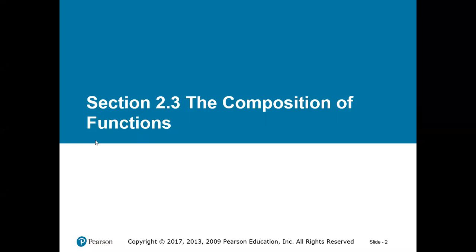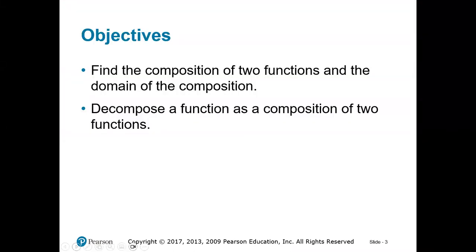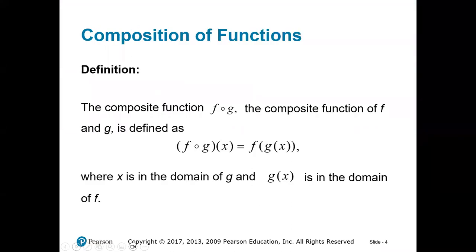The decomposition of functions. Our objective here is to find a composition of two functions and then find its domain. We're going to also decompose a composition of two functions. The definition of a composite function is written in the format f of g. That's what this little circle is supposed to represent. So we've got a function f and a function g, and it's defined as f of g of x.